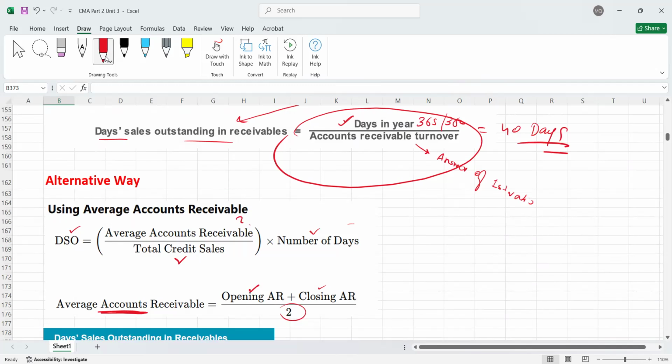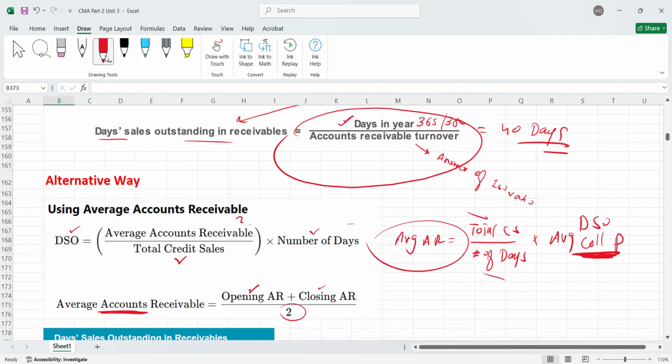How would you calculate? You have to rearrange this formula mathematically. Once you rearrange, the average account receivables will be equal to total credit sales divided by number of days in a year, multiplied by average collection period, because the average collection period, or days sales outstanding, he will give you in the question. Total credit sales will be given, number of days will be given. If you solve, you can get the average account receivable balance also. Okay, I hope it is clear.